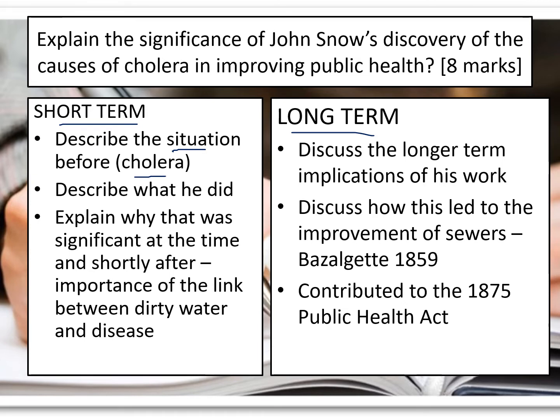I'd talk about how it came to Britain in 1831 and the fact that over 50,000 people died during that initial outbreak. I would then, once I'd done that, describe what he did. So I'd be talking about that experiment, that hypothesis, where he realised that actually the Broad Street pump was the thing that was in common with all of those people's deaths. So I'd briefly mention about how he does things like removing that pump handle and how he works out that there is a link between dirty water and disease.